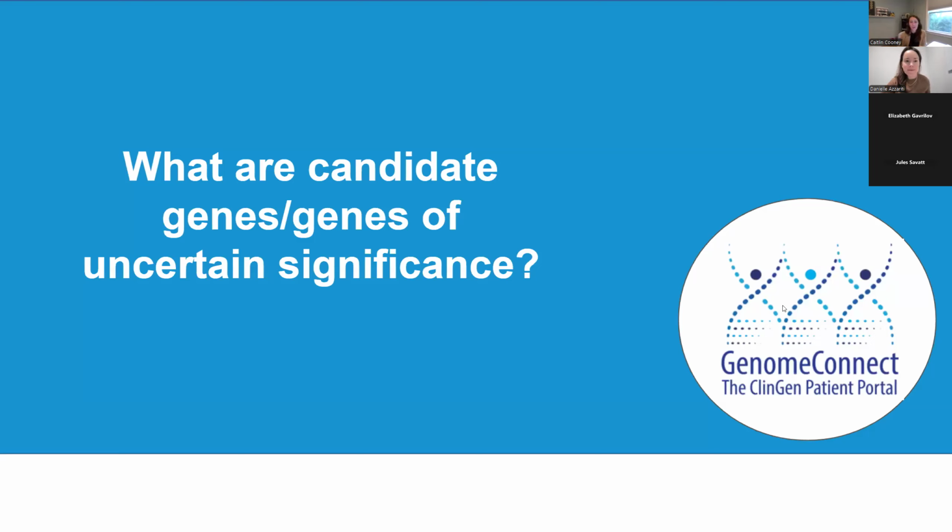So to start off, we're just going to go over a little bit of background. So what are candidate genes? Sometimes they're referred to as genes of uncertain significance as well. So I'm going to refer to them as candidate genes for the remainder of the talk, but I just want to let everyone know that they're sometimes referred to as genes of uncertain significance if they're called that in your report or if you hear any of the providers or researchers talking about them.